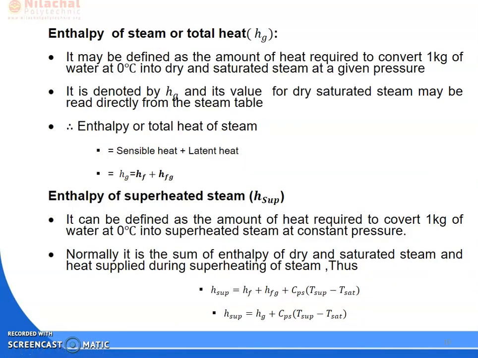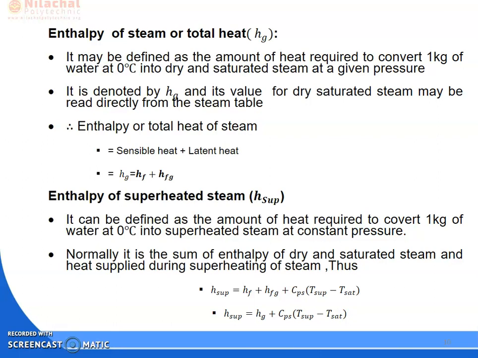Next is your enthalpy of steam or total heat. What is enthalpy of steam or total heat? It may be defined as the amount of heat required to convert 1 kg of water at 0 degree centigrade to 100 degree centigrade vapor. The amount of heat required to convert 0 degree centigrade water to dry saturated steam or 100 degree centigrade vapor is known as enthalpy of steam or total heat.